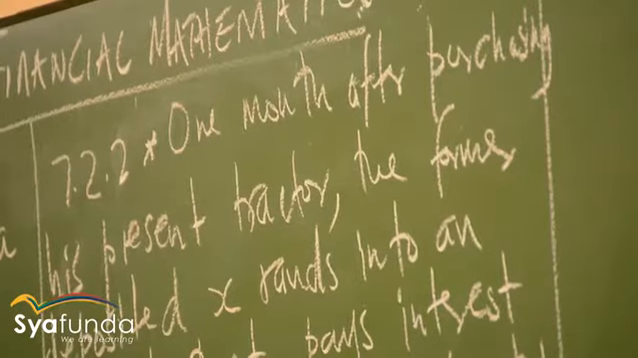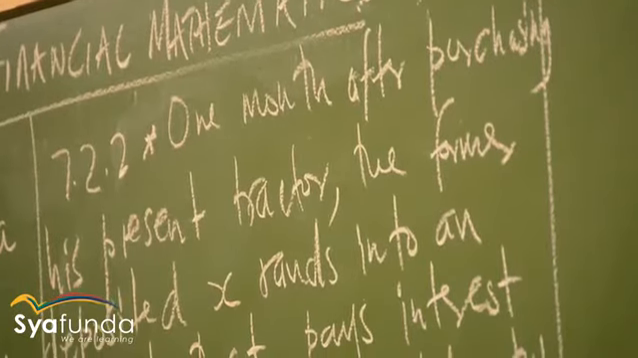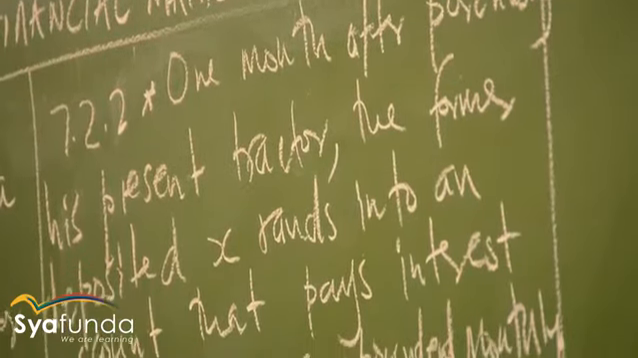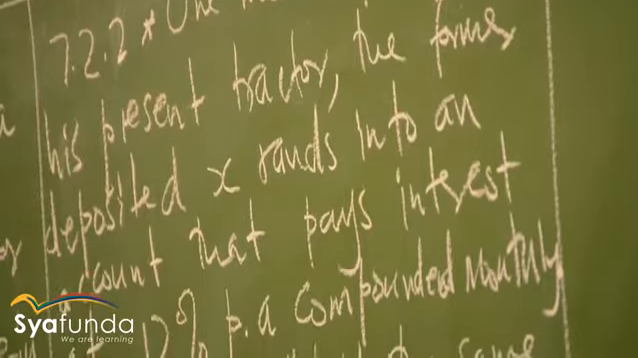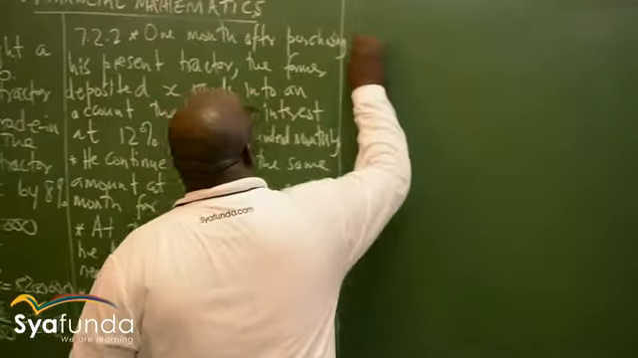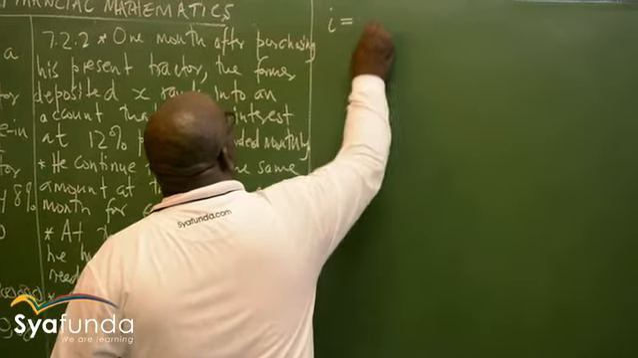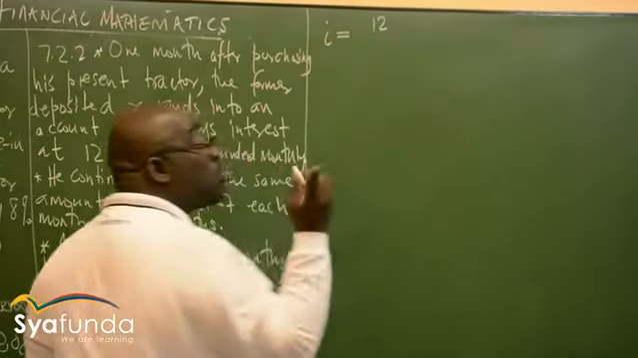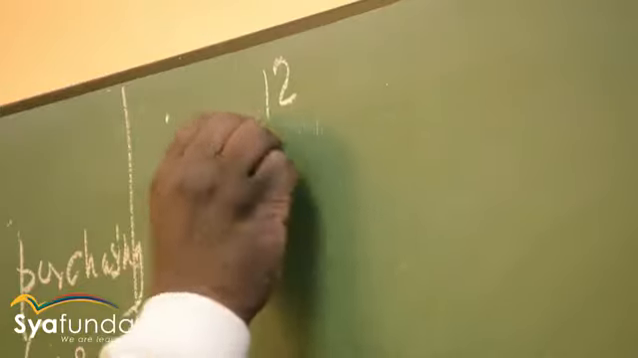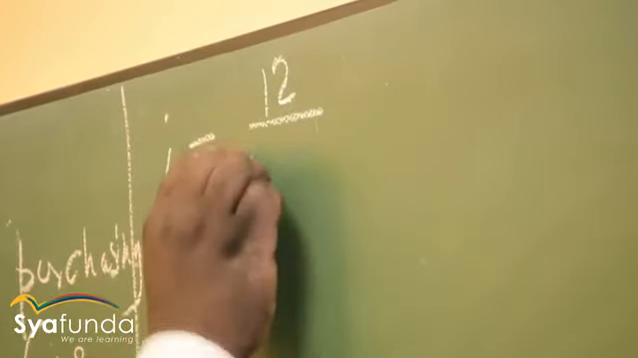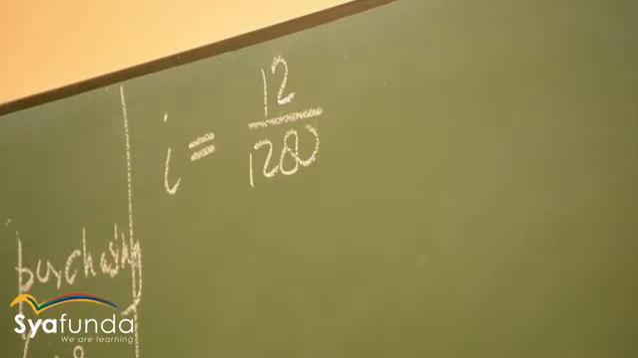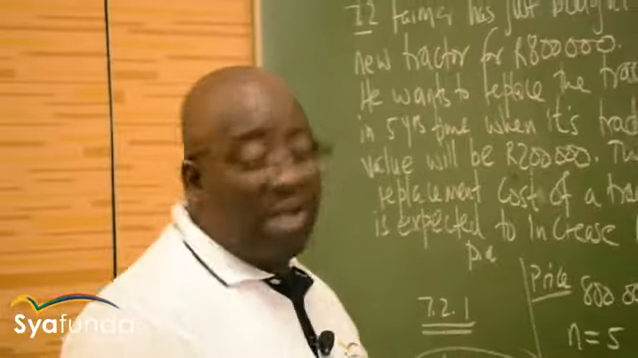The farmer deposited X rands, something is being deposited now, into an account that pays interest at 12% per annum compounded monthly. So I know that there is an i coming up there. It is 12%, so it's 12 over 100, compounded monthly. So 12 is for the months and 100 is for the percent. So it's 12 over 1200.